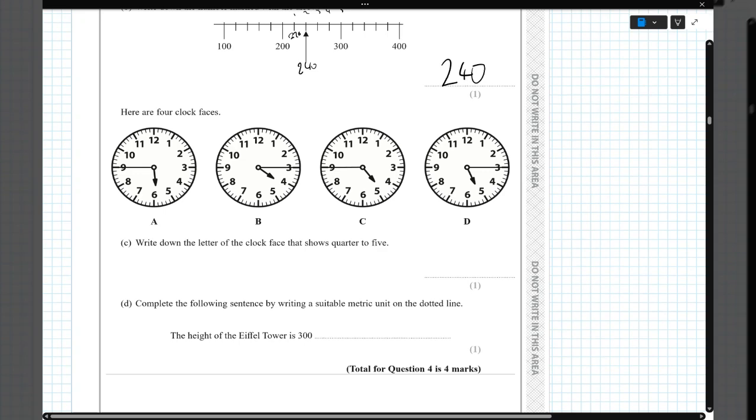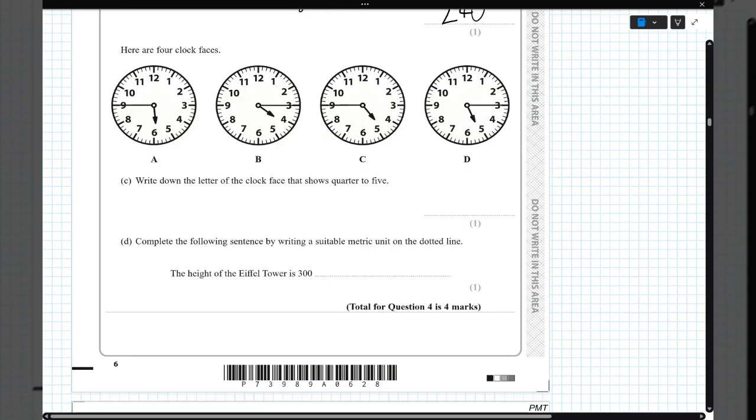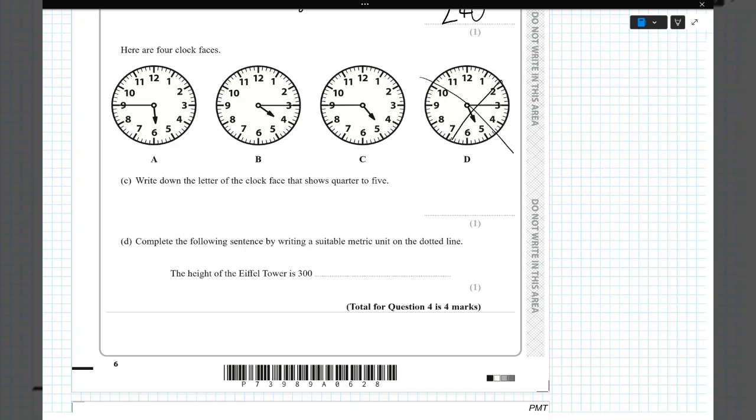Here are 4 clock faces. Write down the letter of the clock face that shows 4:45. Well, that one's 4:15. That one's 4:15. That one, it's past 5 there. So this is actually 5:45, and this is the one we want. So it's C.